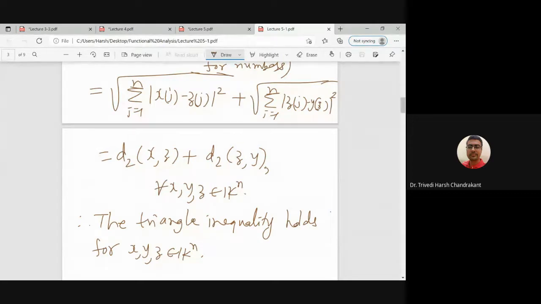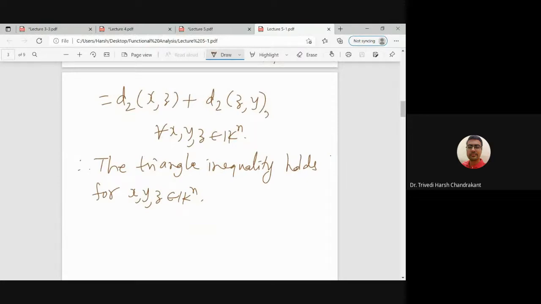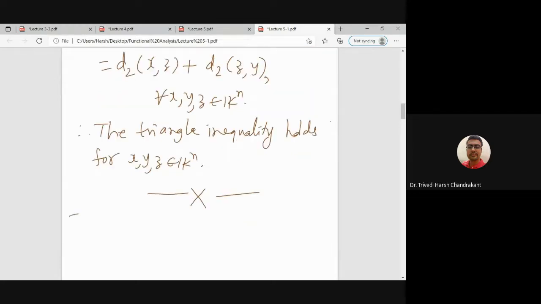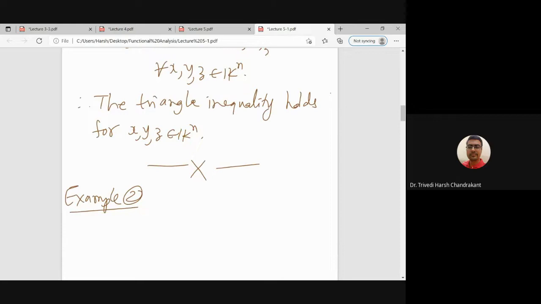Okay. So far we are discussing these inequalities for Kn. Kn has n coordinates, that is, an n-dimensional vector space over K. So we are discussing a metric space when the coordinates are finitely many. But in the second example, we will discuss certain vector spaces which have infinitely many coordinates.